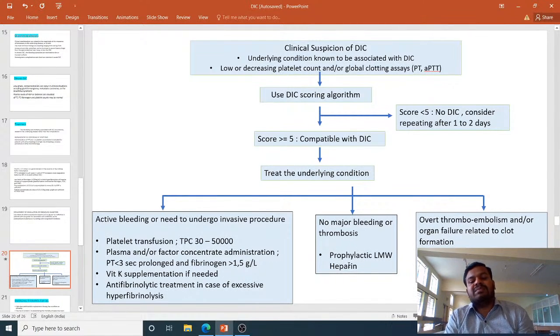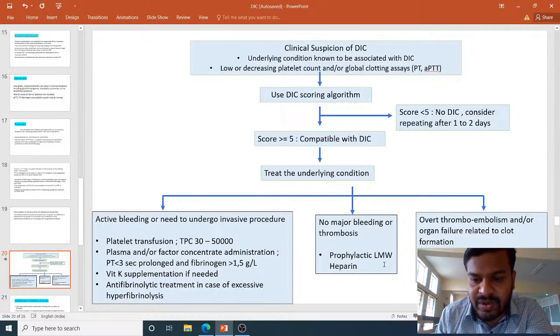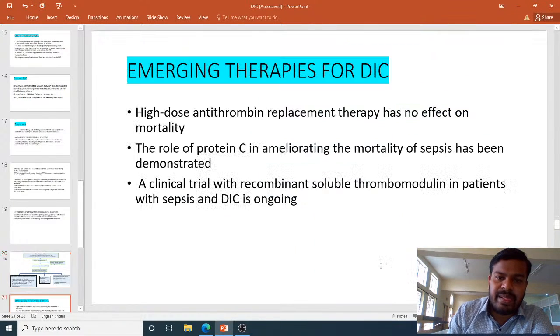And if there is no major bleeding or thrombosis, prophylactic low molecular weight heparin can be given. And with overt thromboembolism and organ failure related to clot formation, therapeutic anticoagulant treatment is indicated.